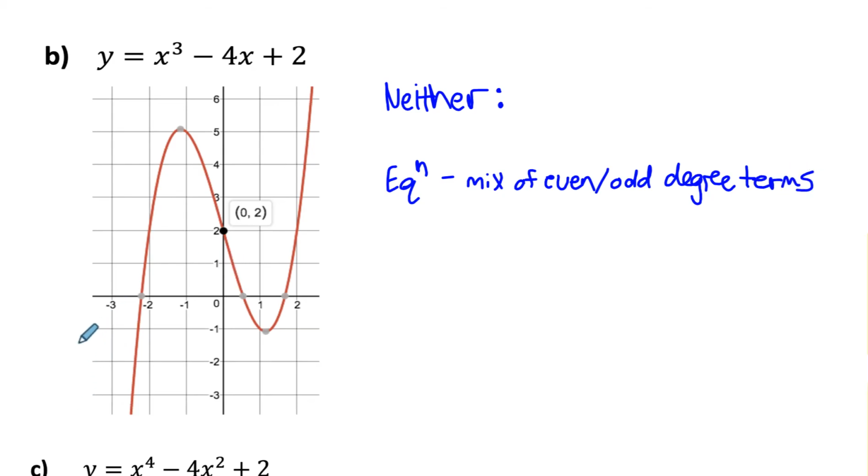And from the graph, I can tell it's neither, because although it does have point symmetry, that point symmetry is about this point right here, the point (0, 2), which is not at the origin. So that means neither even nor odd.